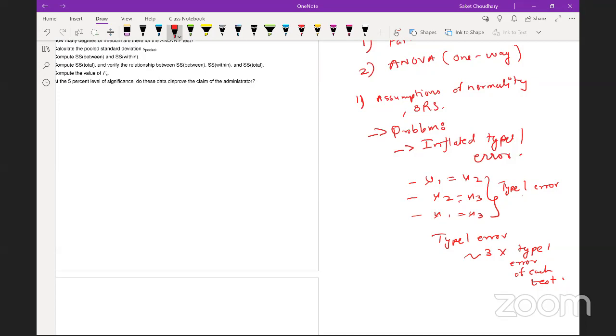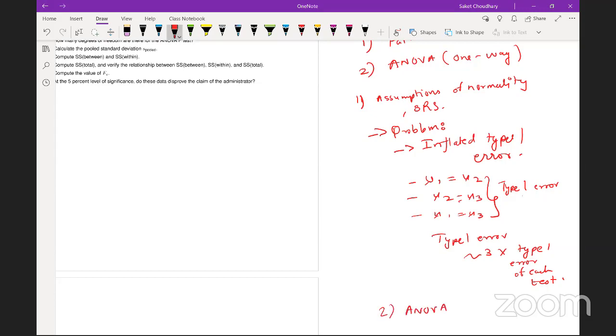The other problem is obviously that this is also computationally challenging. Right now you only have 3 groups, but what if you had like 10 groups? You'd have to do 10 choose 2 tests, which is a lot. So we want to avoid this, and the way to avoid this is to do ANOVA.